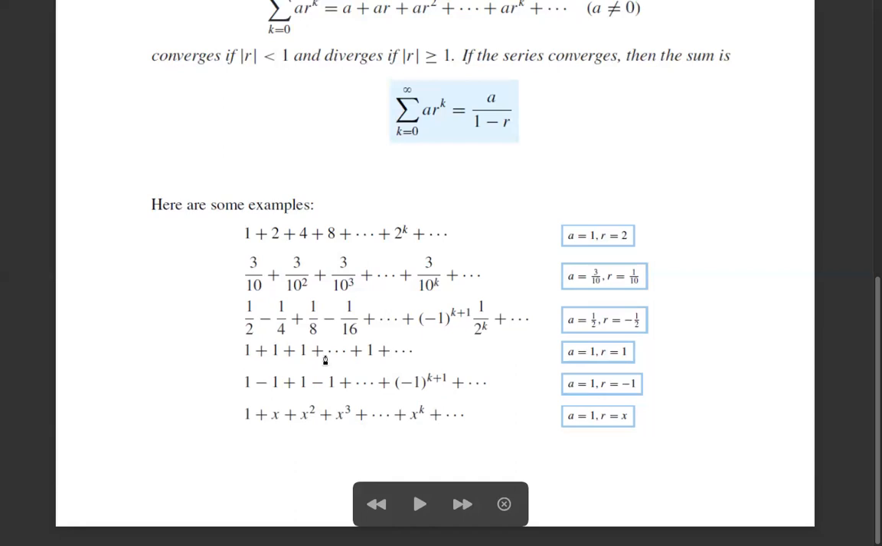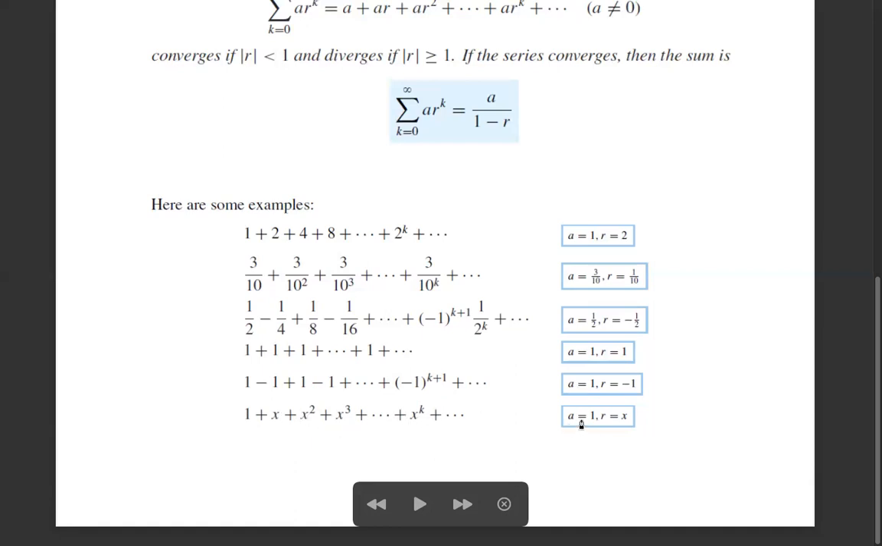Another one: 1 plus 1 plus 1 plus etc., up to infinity. Here a is equal to 1 and r is equal to 1. The series is divergent since the common ratio is greater than or equal to 1, and the series diverges to infinity. Similarly, the alternating series 1 minus 1 plus 1 minus 1 plus etc.: a is equal to 1, r is equal to minus 1, modulus of r is equal to 1, so the series diverges.